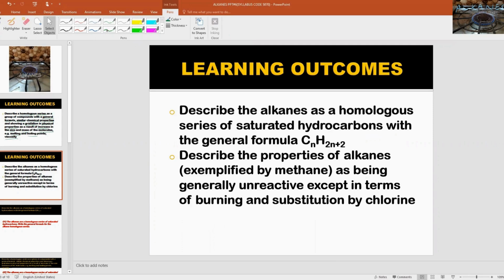Describe the alkanes as a homologous series of saturated hydrocarbons with the general formula CnH2n+2. Describe the properties of alkanes exemplified by methane as being generally unreactive except in terms of burning and substitution by chlorine.